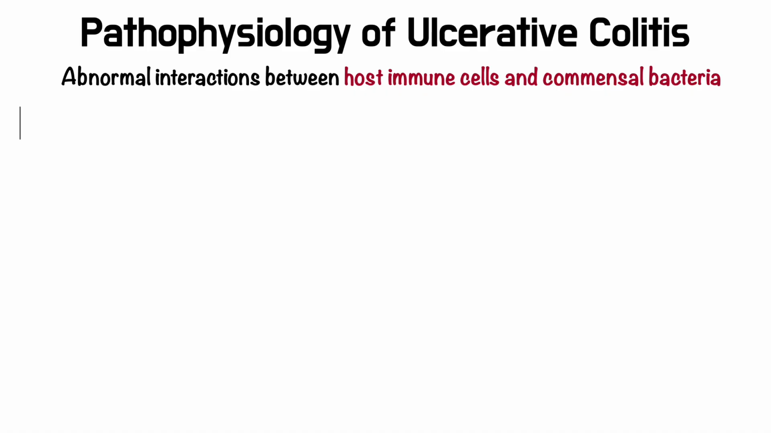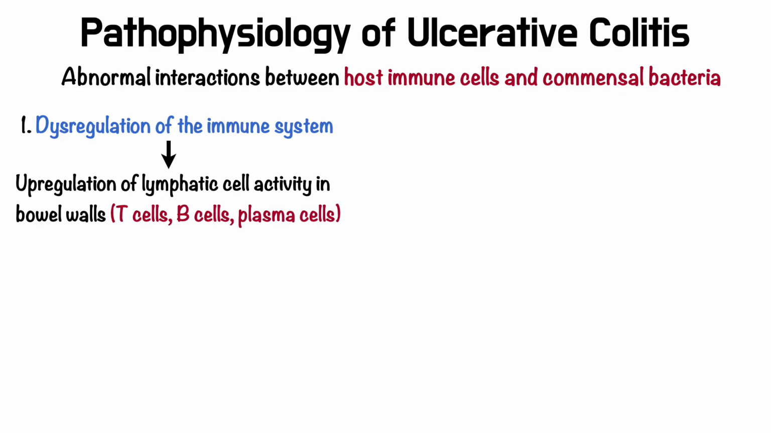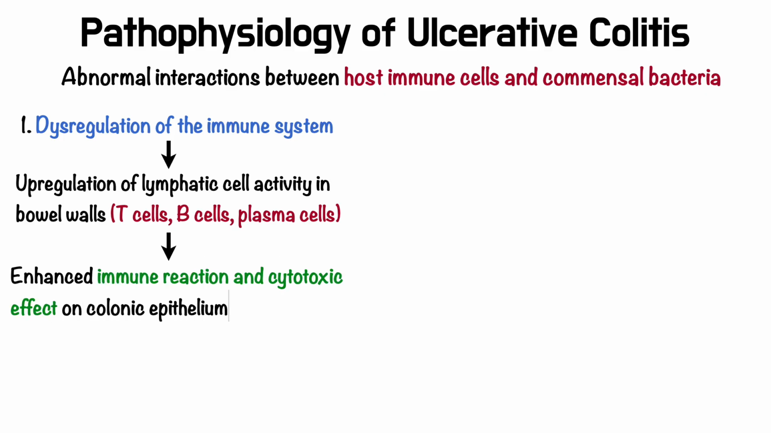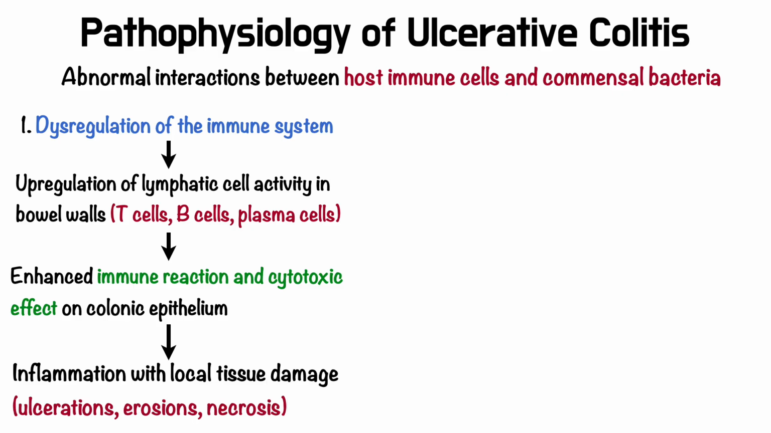And there is another thing, that is dysregulation of the immune system. There will be an upregulation of lymphocyte activity in the bowel walls, at the site of insult. Due to dysregulation of the intestinal epithelium, there will be upregulation of lymphocyte activity like T cells, B cells and plasma cells, and that will lead to an enhanced immune reaction and cytotoxic effect on the colonic epithelium. That will lead to inflammation with local tissue damage like ulcerations, erosions or necrosis.